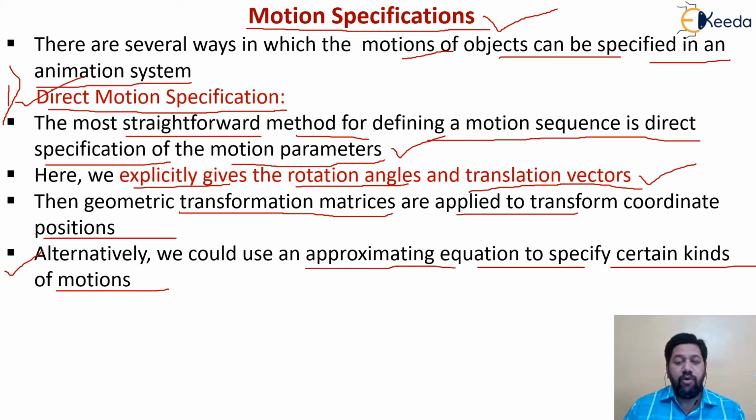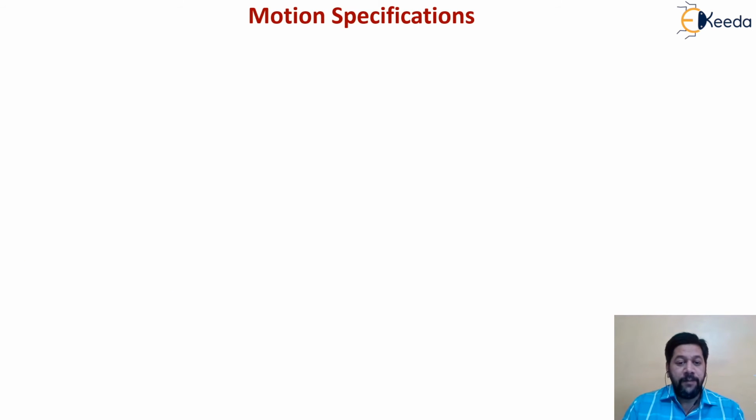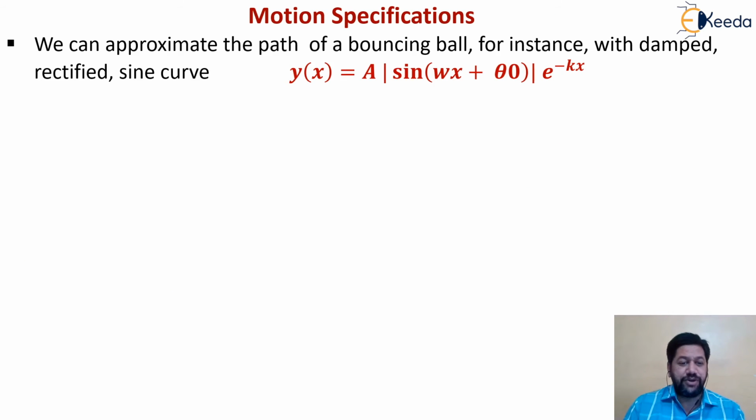I may go for the 45-degree angle. Appropriately, we have to approximate certain kinds of motion. Now in my motion specification, we are considering this formula. We can approximate the path of a bouncing ball, for instance, with a damped rectified sine curve.